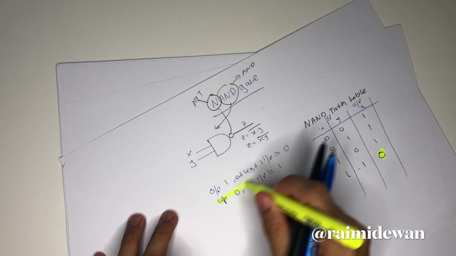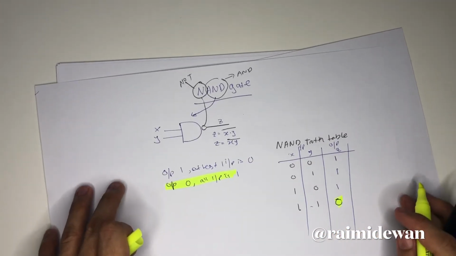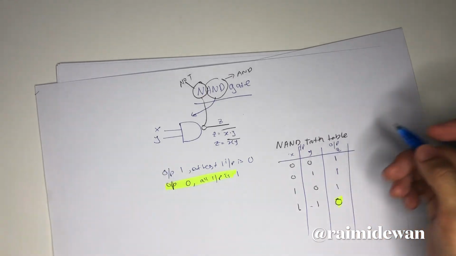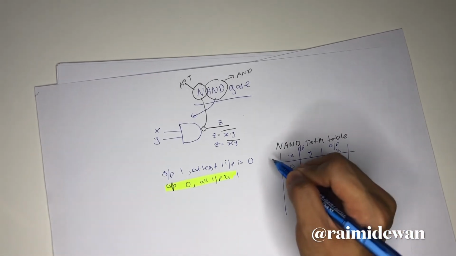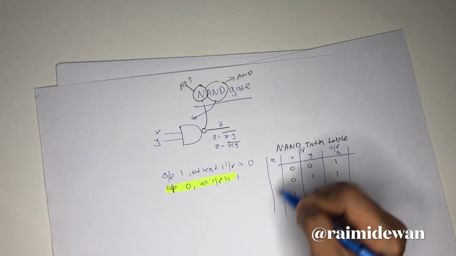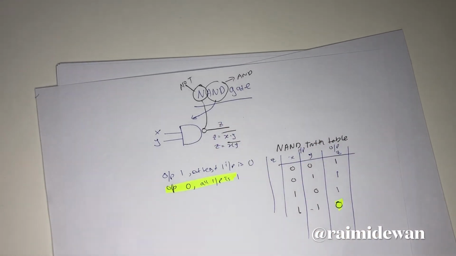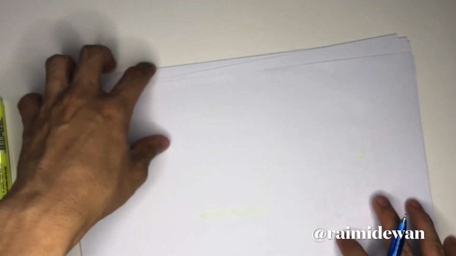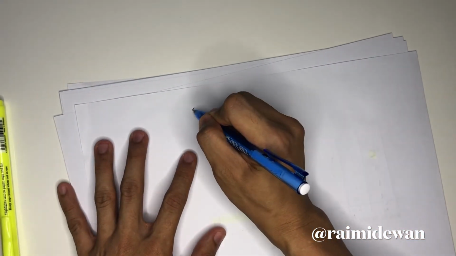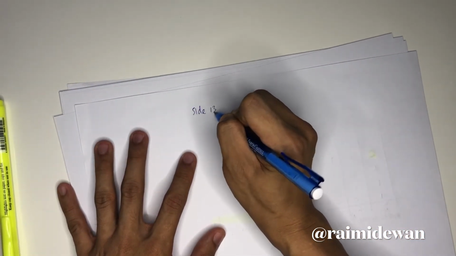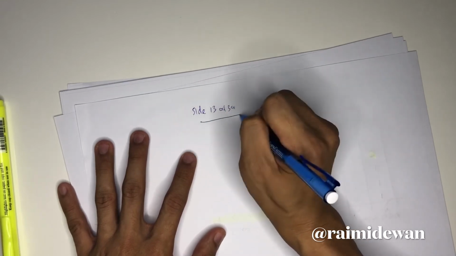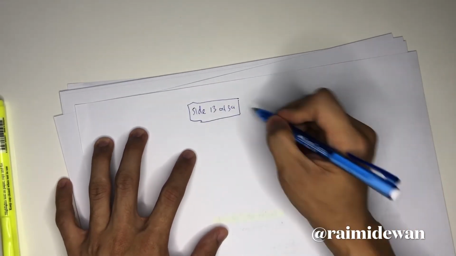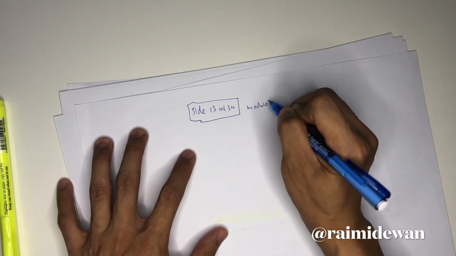Okay, here output is 0 when all inputs are 1. So you can try it yourself for many inputs. For example, if you have more inputs, you can try yourself. So the NAND gate is a universal gate. You can see from the slide, 13 or 34. I will share this slide and you can refer to it, and you can also refer to the module for further information.